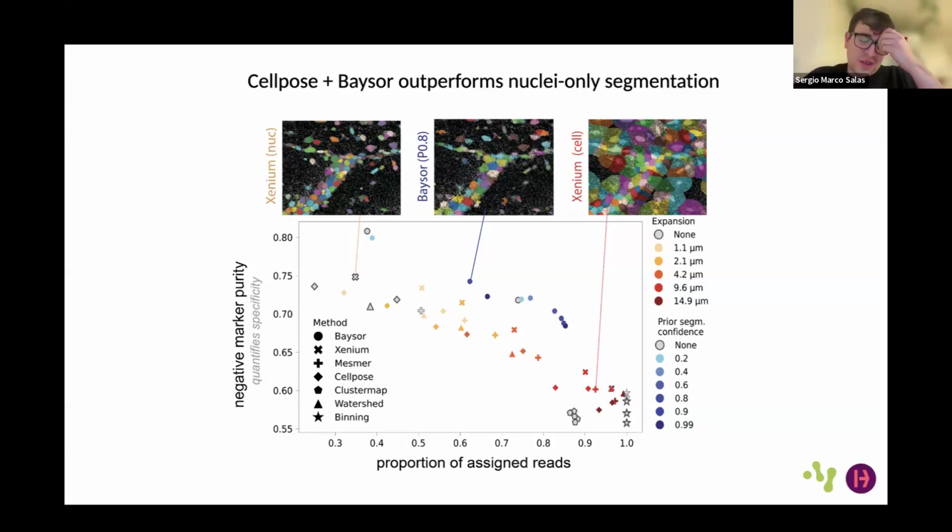Right? Because we assume that most of the transcripts, or all the transcripts that we have in the tissue, should come from some cell. So we want to maximize that. But at the same time, we also want to not oversegment and not induce errors, right?